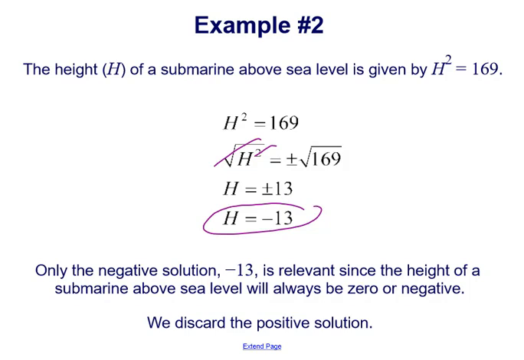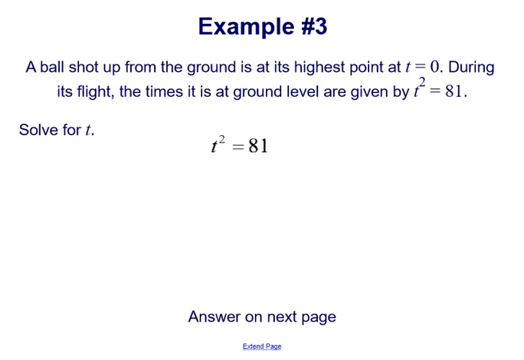And finally, let's look at the third example. Here we have a ball shot up from the ground is at its highest point at t equals 0. During its flight, the times it is at ground level are given by t squared equals 81. Solve for t. So when we take the square root of both sides to isolate t, to undo that squaring of t, again, think about it. When you have the ball shooting up from the ground, we're looking for the times it is on the ground. So think, would that be the positive square root of 81, the negative square root of 81, or both?